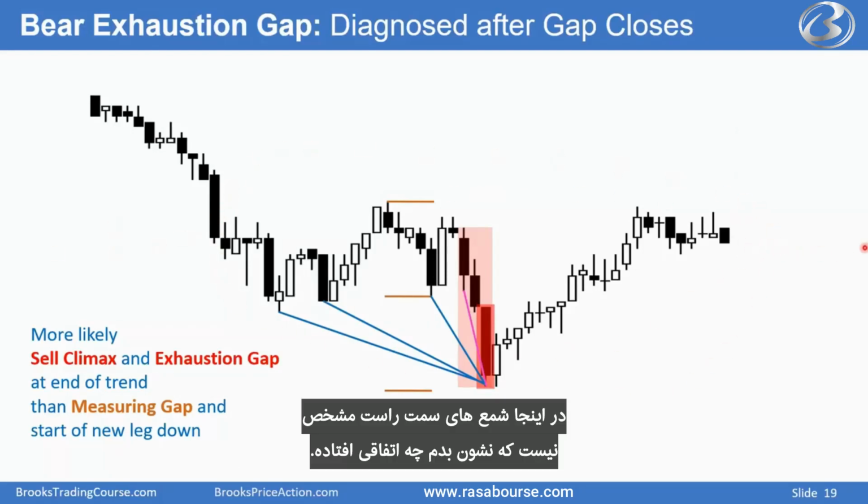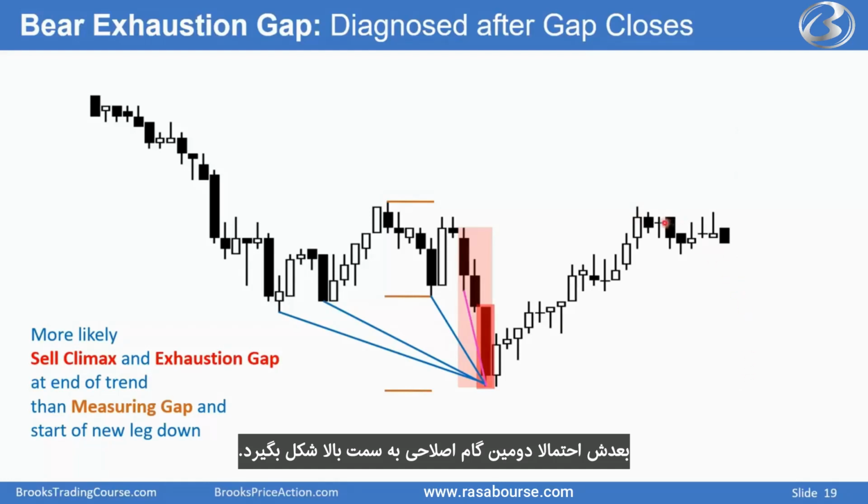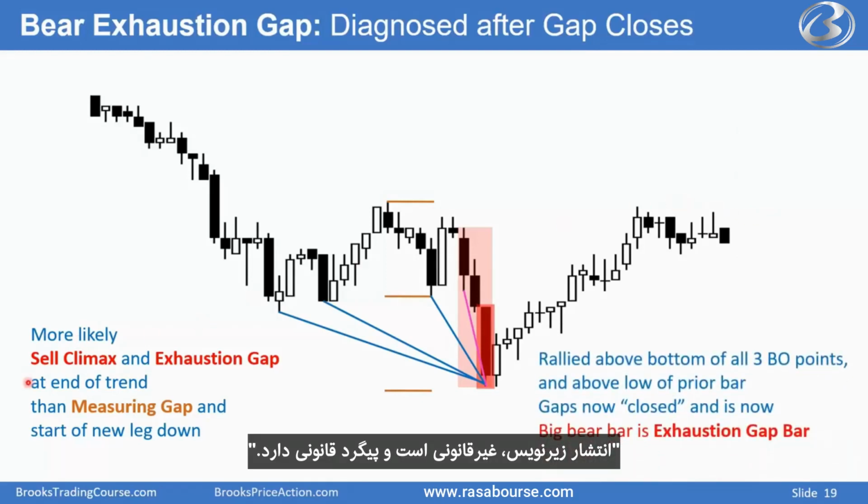I don't have enough bars to the right to show that. At this point, chances are we're going to test down here, and after we do, chances are we're going to get a second leg sideways to up. So either we're going to go up here and get a second leg, or we're going to come down here and test back up and get a second sideways leg. It rallied above the final breakout point and therefore an exhaustive sell climax, and this became an exhaustion gap bar.